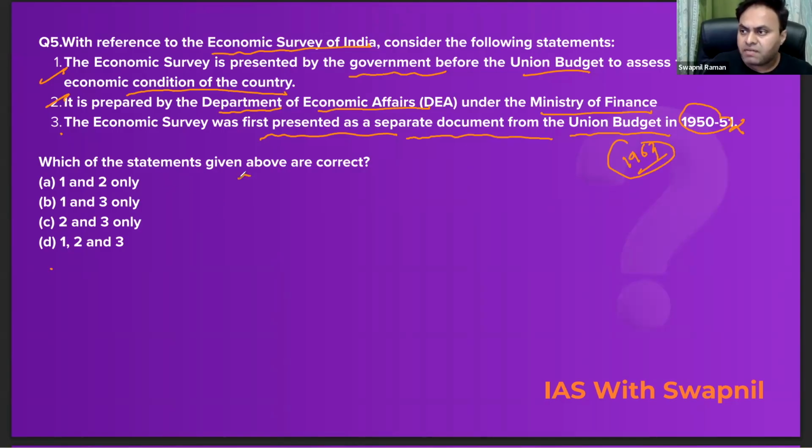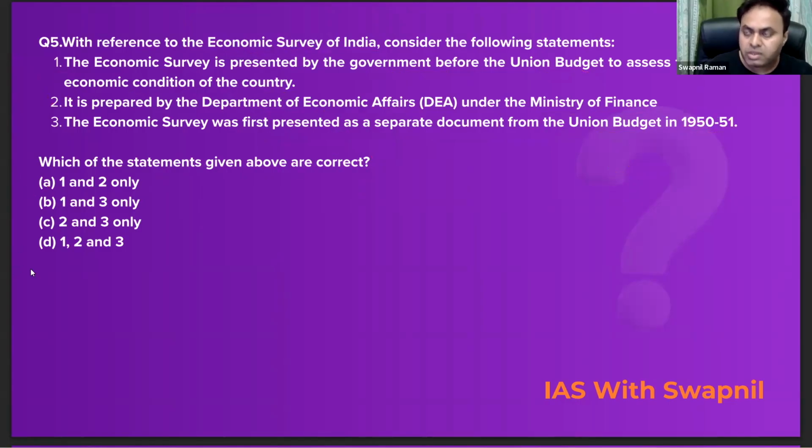Question is, which of these statements given above is correct? So only two statements are correct here, 1 and 2. So A for Ahmedabad would be the correct answer here. Now let's move on to the explanation part.